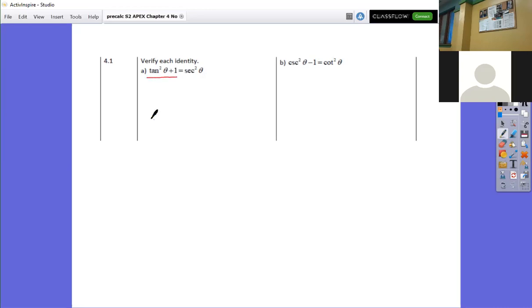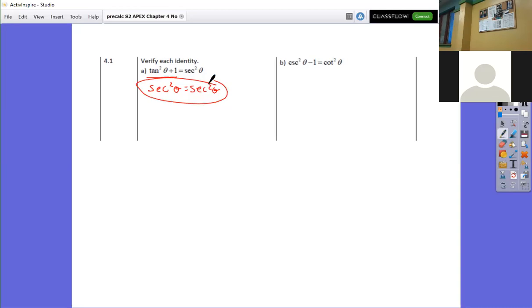So I need to change that to something. What can I change tangent squared theta to? Plus 1. What's tangent squared theta plus 1? There we go. It's secant squared theta. That means they're equal. Sometimes I'll write the equal sign and write them out, sometimes I just put it there. Okay, that's it for that one.